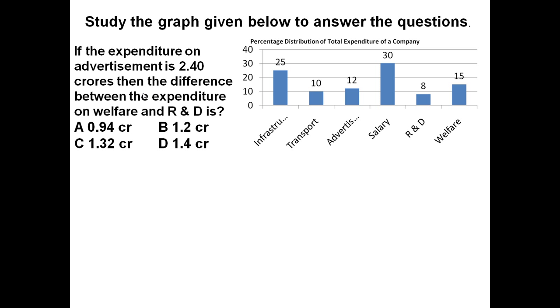So the first question is, if the expenditure on advertisement is rupees 2.4 crores, then the difference between the expenditure on welfare and R&D is 0.94 crore, 1.2 crore, 1.32 crore or 1.4 crore. To answer this question, let us assume the total expenditure of the company is rupees X.